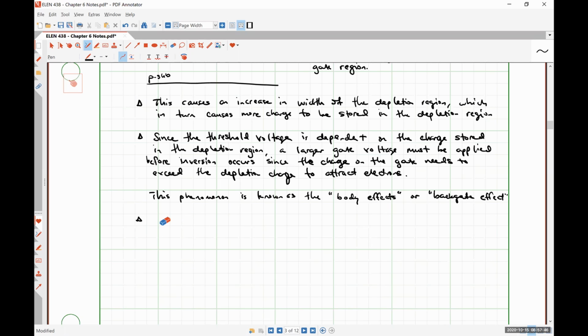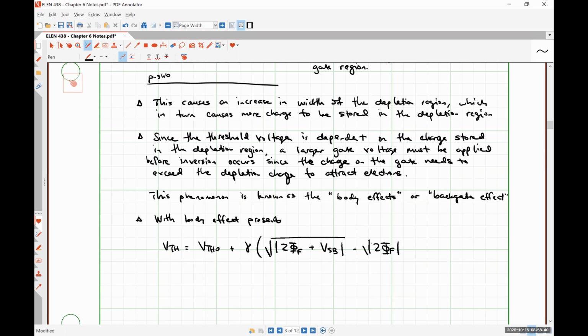So with body effect present, our threshold voltage becomes VTH naught, which is the native threshold voltage equation above, plus the following factor, gamma, where gamma is the body effect coefficient, multiplied by the square root of the absolute value of 2 phi f plus VSB, the source body potential difference, minus the square root of the absolute value of 2 phi f.